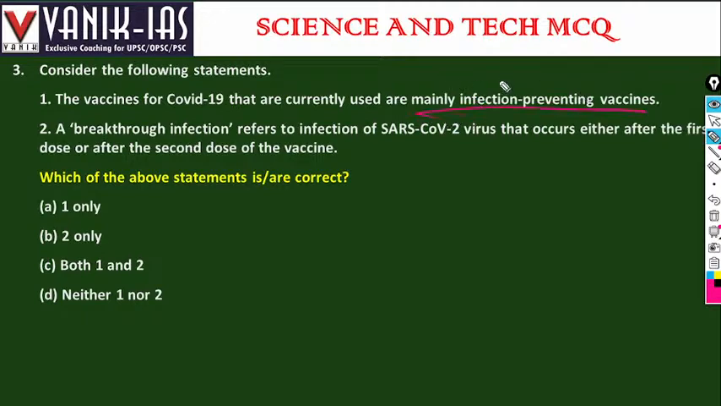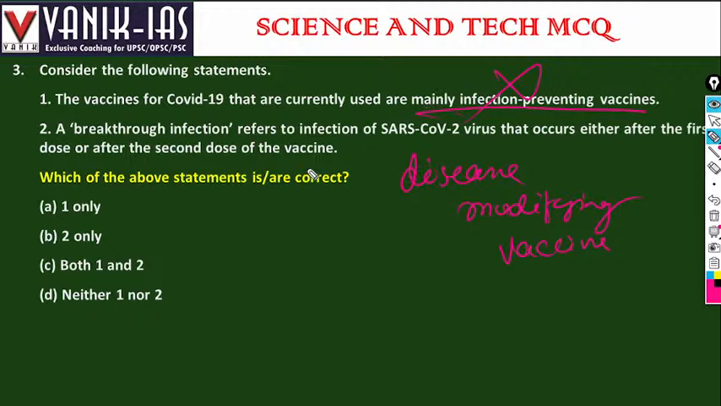These are not infection preventing vaccines. Why? Because even after taking the COVID vaccine, people can suffer from COVID as well. So the infection may occur. So it is a disease modifying vaccine.